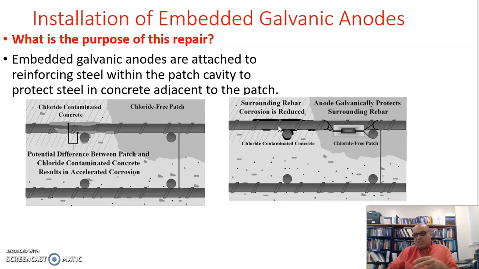This is a hand application technique, but I just wanted to give you some feedback on that because your colleague initiated this, and this is really great. So what you see in that slide right there is nothing but an embedded galvanic anode attached to the steel reinforcement in the patch cavity. The reason for that is to protect the steel in the concrete adjacent to the patch. And this galvanic anode is reducing, as I mentioned, the corrosion activity in the steel reinforcement in the vicinity of the installed anode. So this is something localized.